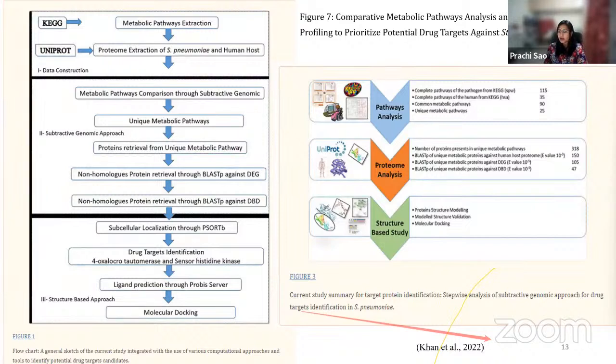Suppose the final list of potential drug targets is very huge, not very small. At that time we can do interaction studies, so we can make a network out of all the sequences. So there are very different ways we can use our potential drug targets.